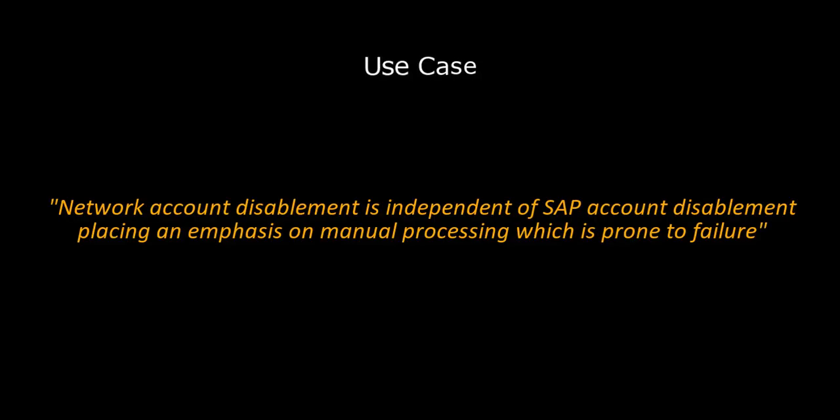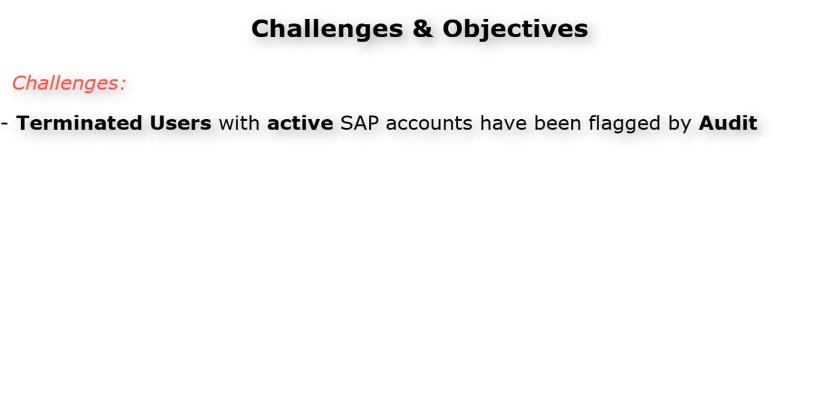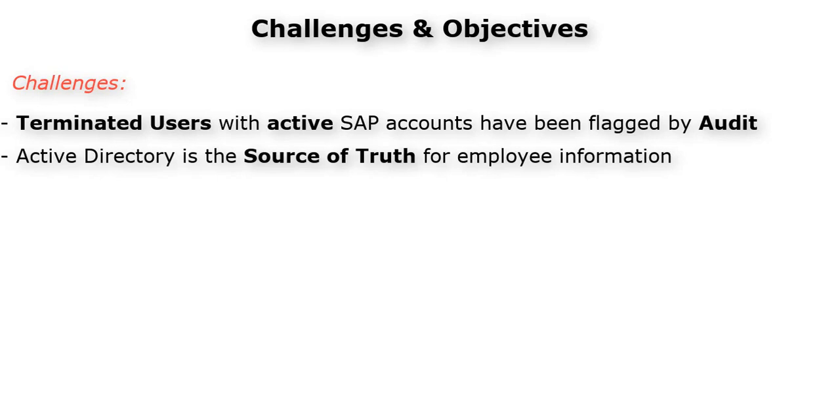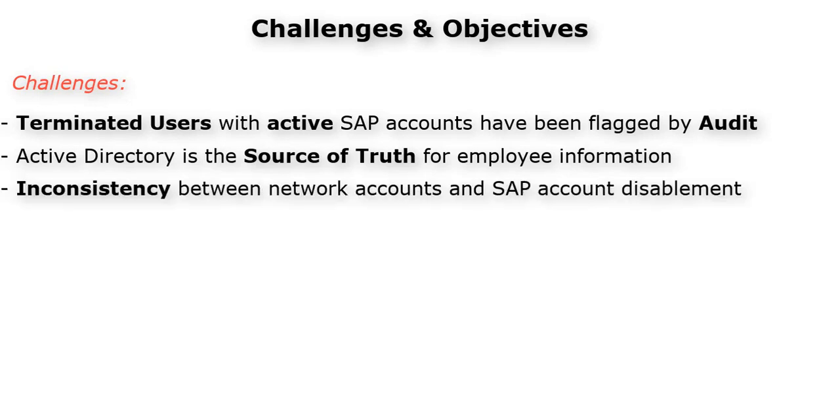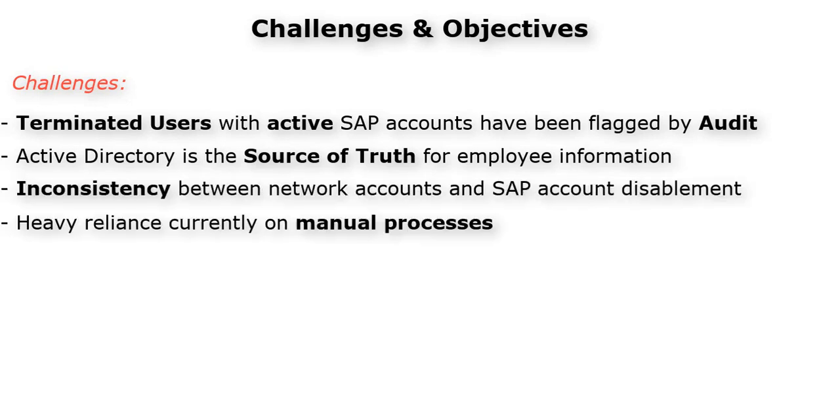In our organisation, the process for disabling SAP accounts is manual and often independent of the process for disabling network accounts, which frequently results in critical access to SAP applications being left open. Some of the challenges include having active SAP accounts for employees that have left the organisation and are effectively terminated. Active Directory is the source of truth for employee information in our organisation. Inconsistent account disablement status between SAP accounts and network accounts. A heavy reliance is placed on manual processing, which is prone to error.